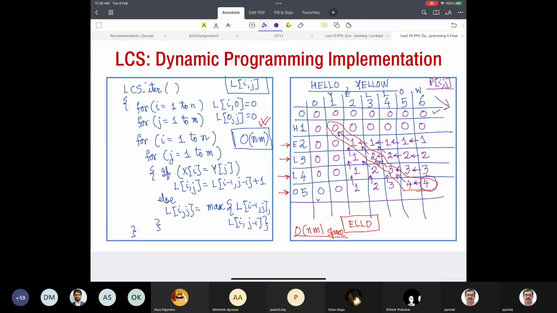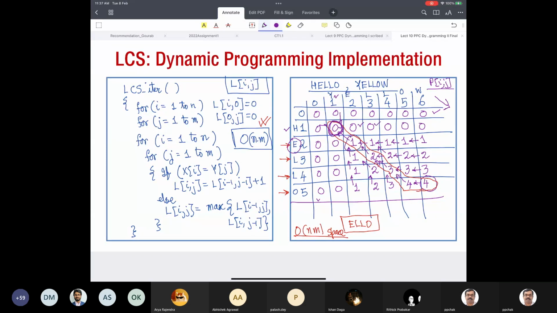How do I do it? I first fill up the first row and the first column, all zeros because they are all nulls. And then I only need to check what? I need to check whether any element is matching. For example, H and Y do not match. So now I'm doing it in the reverse direction. So I will take the max of this and I will get 0. Now I have to fill up this cell, all of them will be 0.